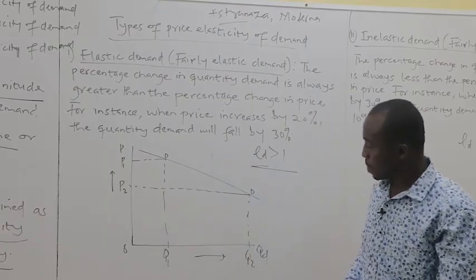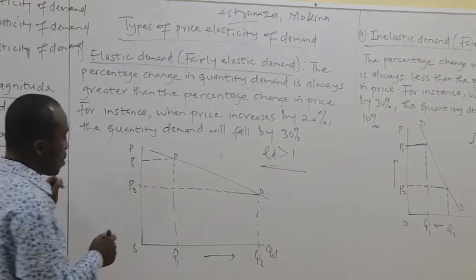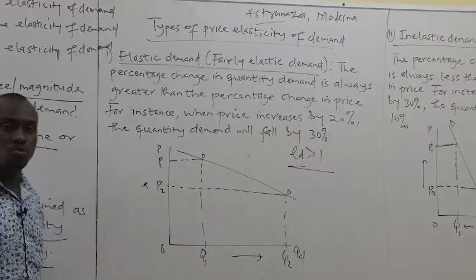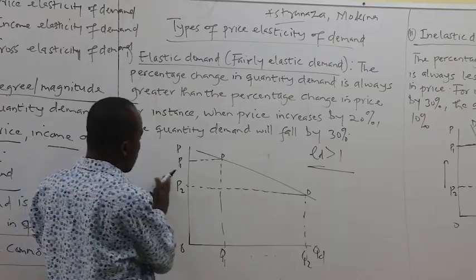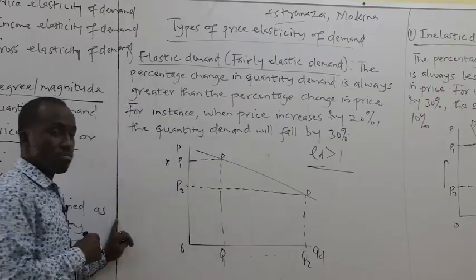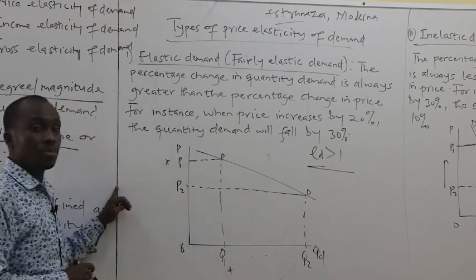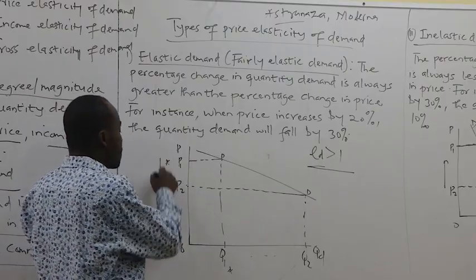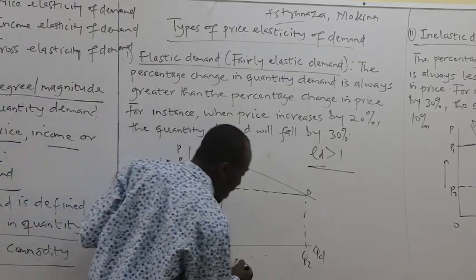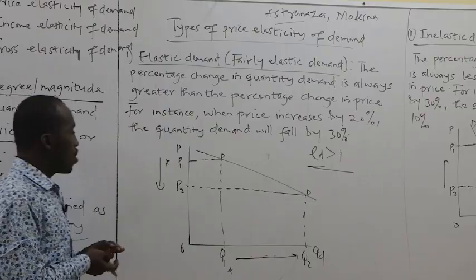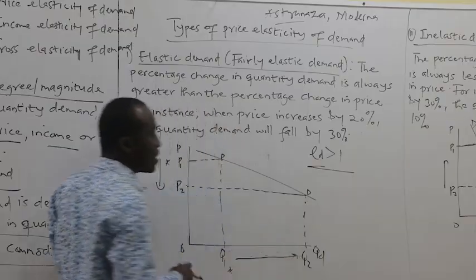What does the diagram mean? In the diagram, you see that first the price was at P2, the quantity demanded, the price was at P1 here. At P1, the quantity demanded was Q1, and that's the demand curve. The price falls to P2. Look at it. There's a large change in demand. The price just falls by this small margin, and there is a large change in quantity demanded.